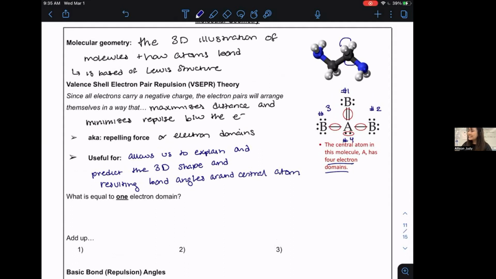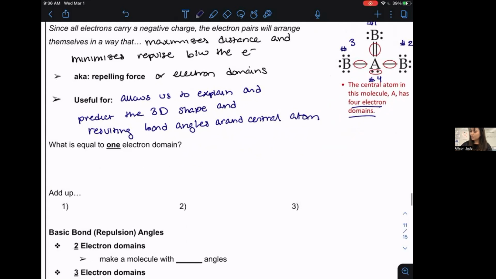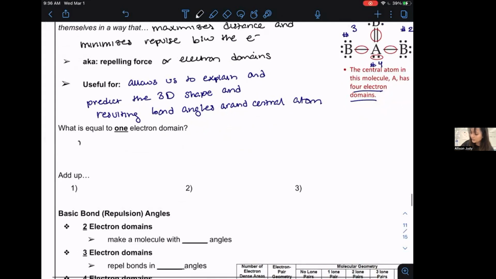So what is equal to one repelling force or one electron domain? What is actually equal to that? Well, what we say is it is any source of electrons around the central atom. Notice how I keep on saying central, central, central. Okay? It's the shape around the central.